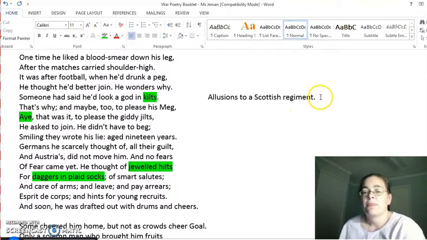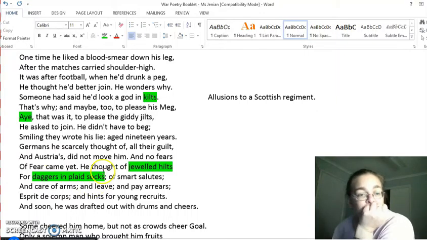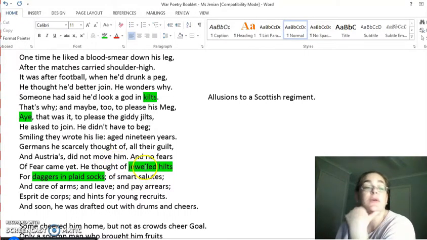And plus also the eye, that was it. Give that a green as well. So these are allusions to the fact that he's a Scottish soldier. They wear a kilt, jewelled hilt of his sword, daggers in the socks that they wear with their kilts. So he's a young Scottish man.